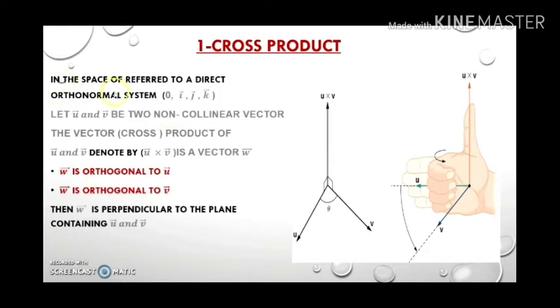So, in the space referred to a direct orthonormal system OIJK, let u and v be two non-collinear vectors. The vector cross product of u and v, denoted by u cross v, is a new vector w, where w is orthogonal to u and w is orthogonal to v. Then the cross product of u and v, the vector w, is perpendicular to the plane containing u and v. The norm of this vector w is defined by norm of u times norm of v times sine of the angle between u and v.